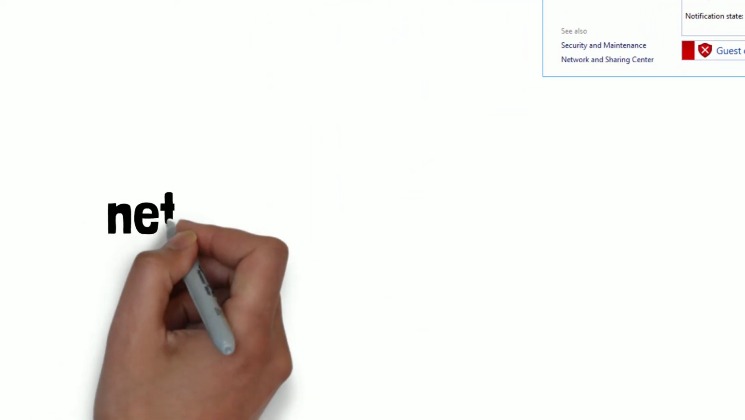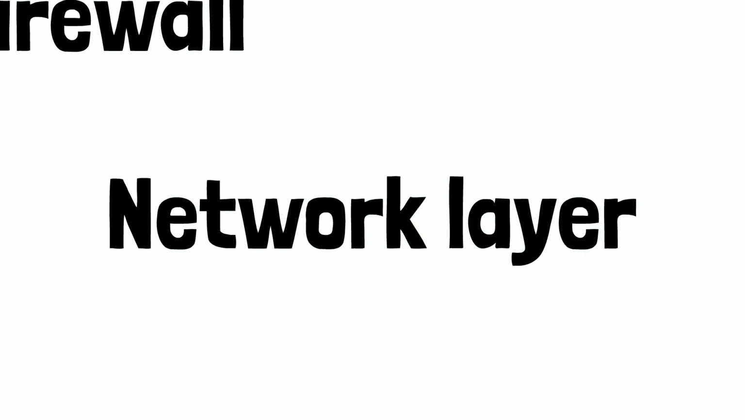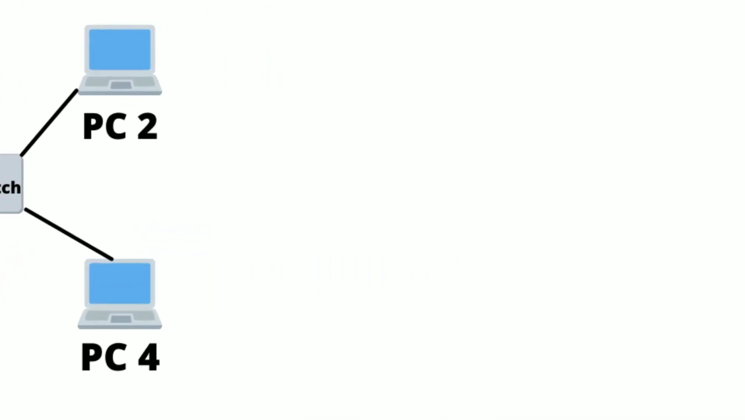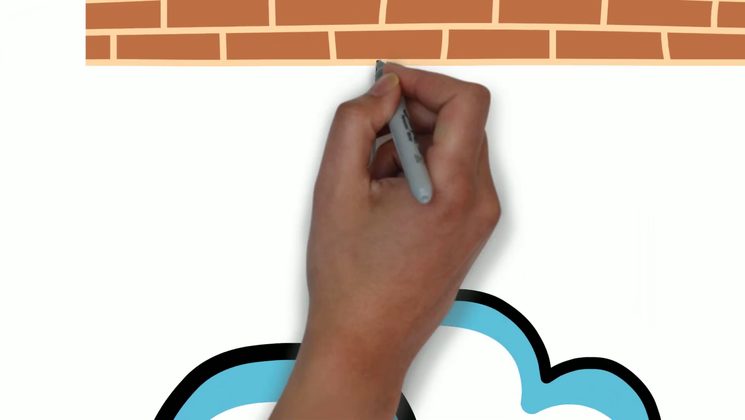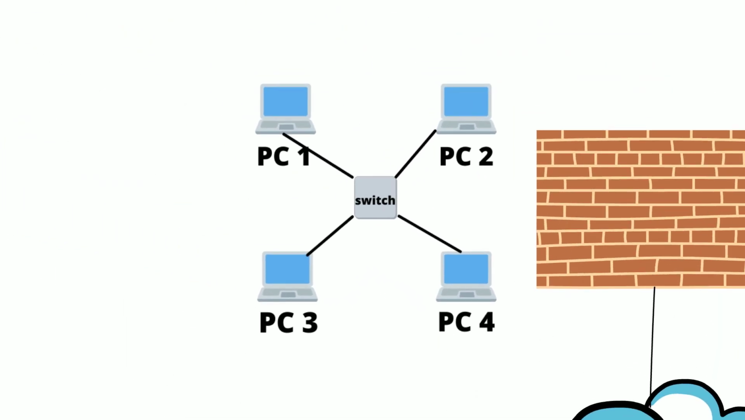The other one is a network-based firewall. It operates at the network layer and is placed between a public network, usually the internet, and a private network. Unlike a host-based firewall, it protects the entire network based upon configuration rules.